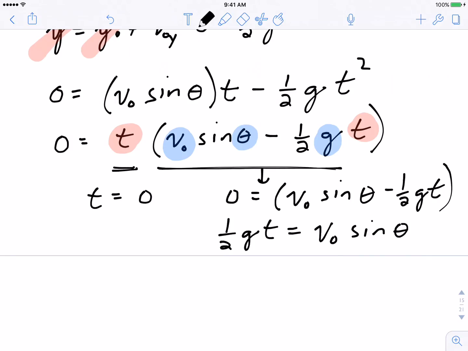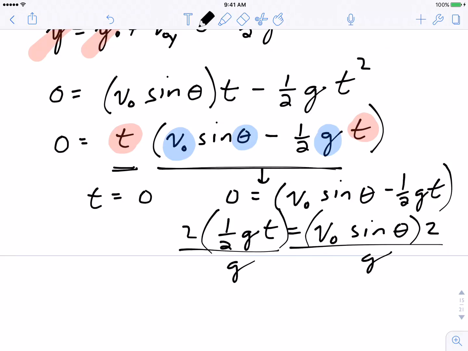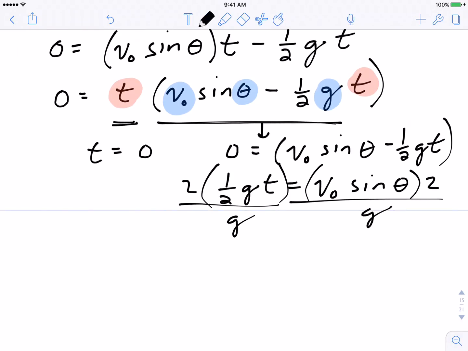And I'm going to multiply both sides by 2, and then divide both sides by G. And I get that T would have to be equal to 2 V0 sine theta over G. Now once again, this is looking kind of messy, but I'm just going through the process that we've gone through a number of times before with our example problems in class.